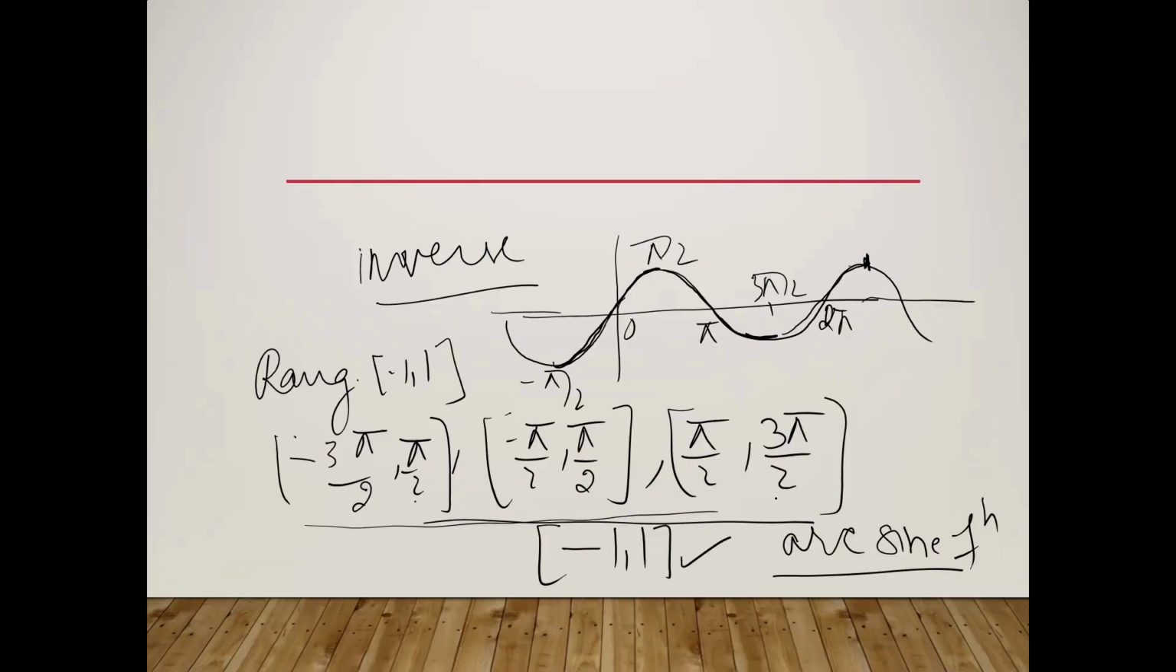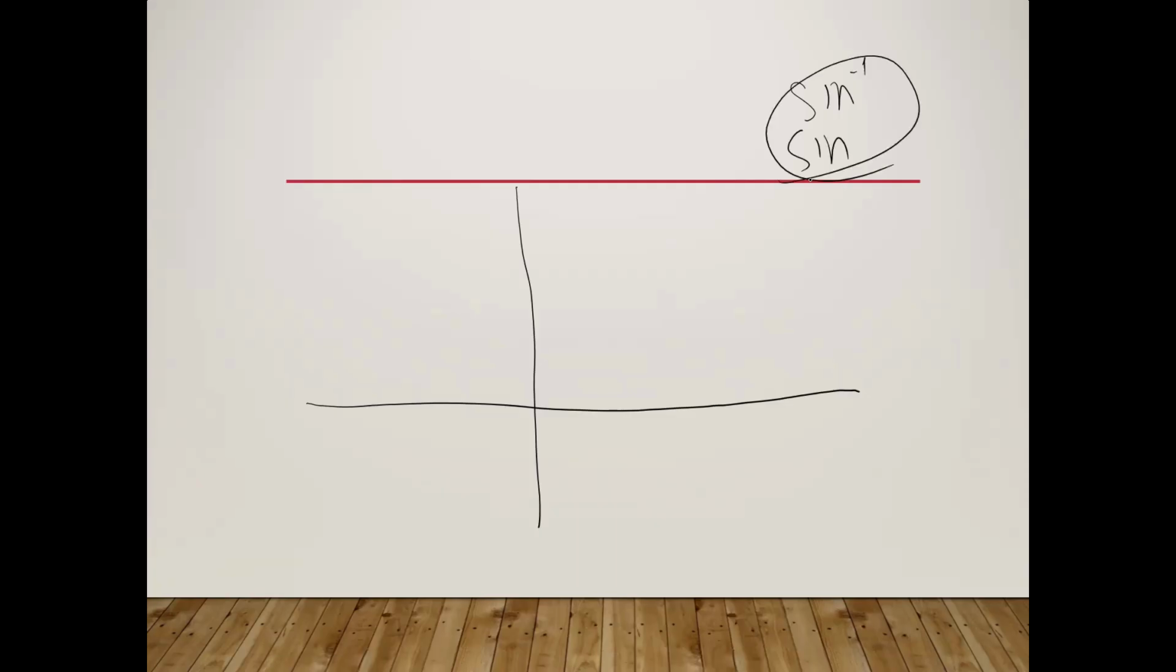The branch with range minus pi by 2 to pi by 2, here to here, is called the principal value branch of sine inverse. When we refer to the function sine inverse, we take it as the function whose domain is minus 1 to 1, and whose range is minus pi by 2 to pi by 2. I hope I am clear. Now let's quickly draw the graphs of the sine inverse function and the sine function in one picture. So here, this is the graph of the sine function.